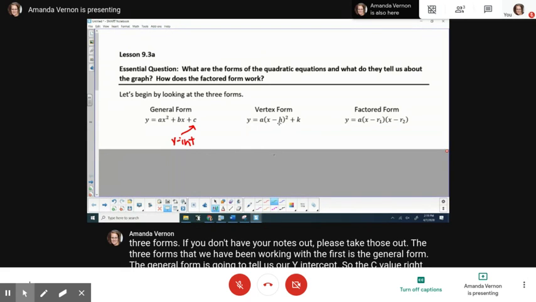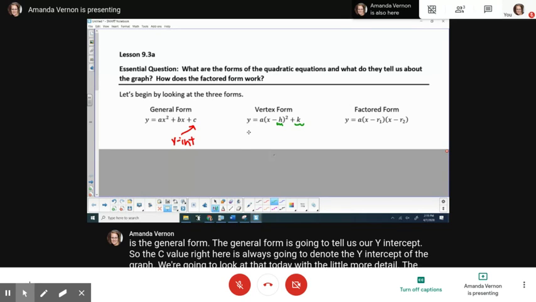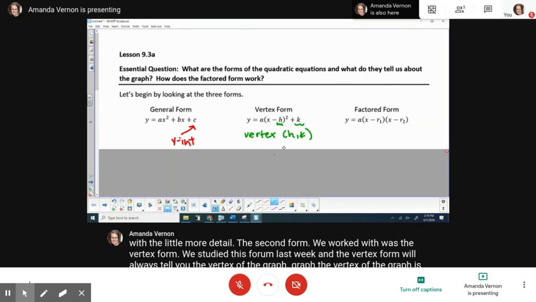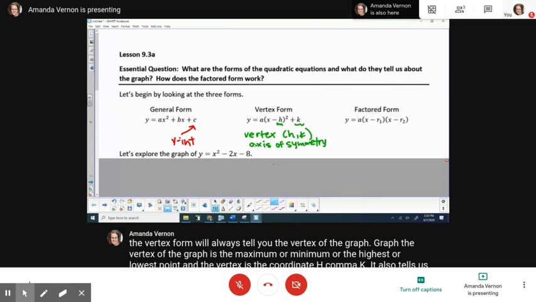The second form we worked with was the vertex form. We studied this form last week, and the vertex form will always tell you the vertex of the graph. The vertex of the graph is the maximum or minimum, or the highest or lowest point, and the vertex is the coordinate h, k. It also tells us the axis of symmetry. The axis of symmetry is going to be the h value, and we represent this with the equation x equals whatever h is.